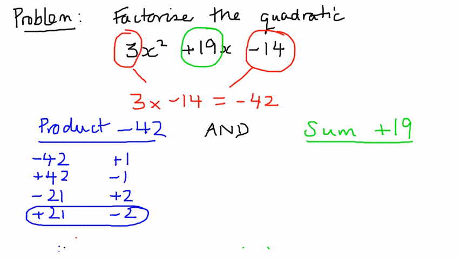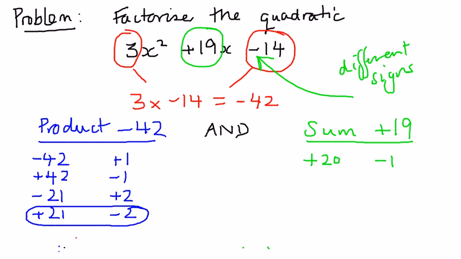Now interestingly, because we have a negative 14, we know that the signs of these two numbers are different, so that reduces our options. So if they have a sum of plus 19, the larger one must be positive, so perhaps we could try positive 20 and negative 1, but they multiply to negative 20, or positive 21 and negative 2, and they multiply to negative 42, so that is the pair we're looking for.